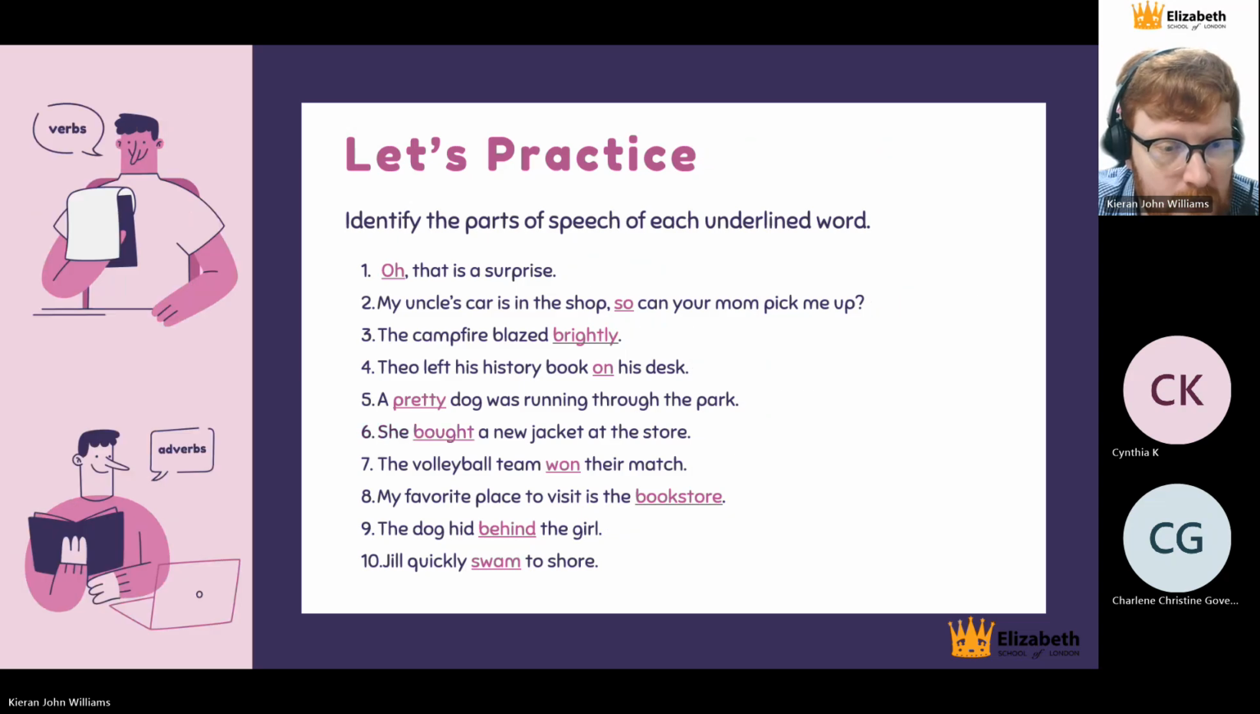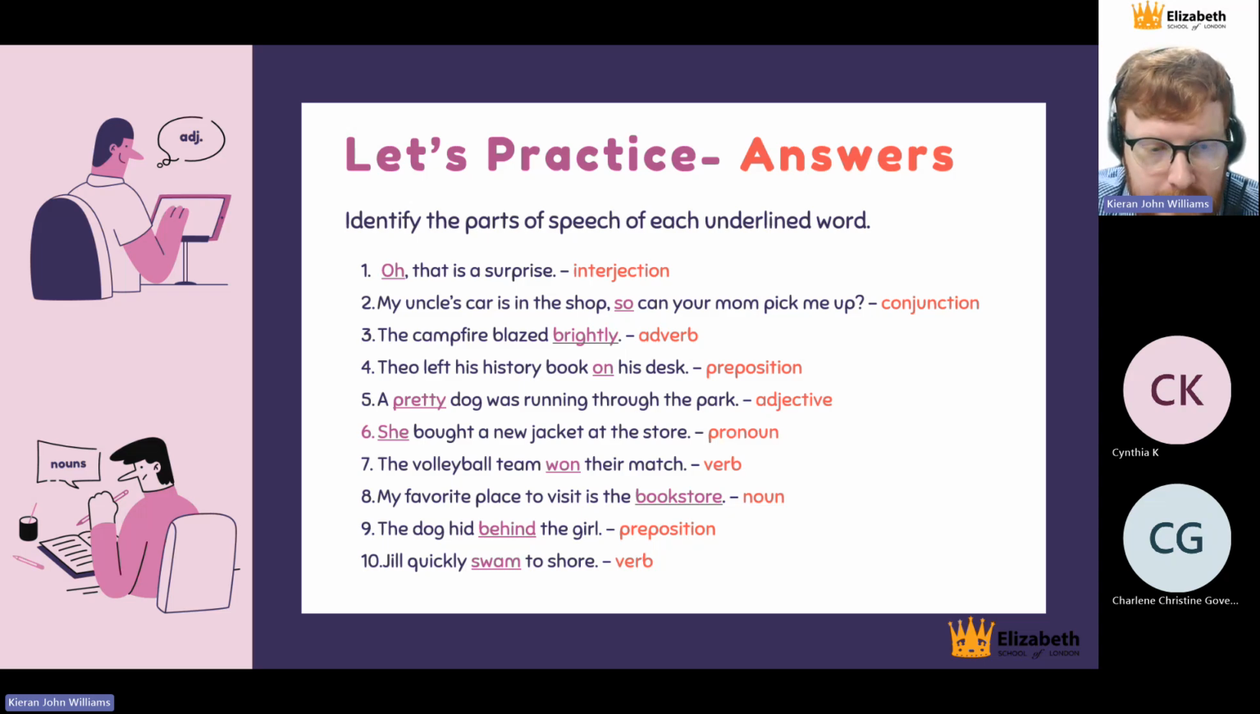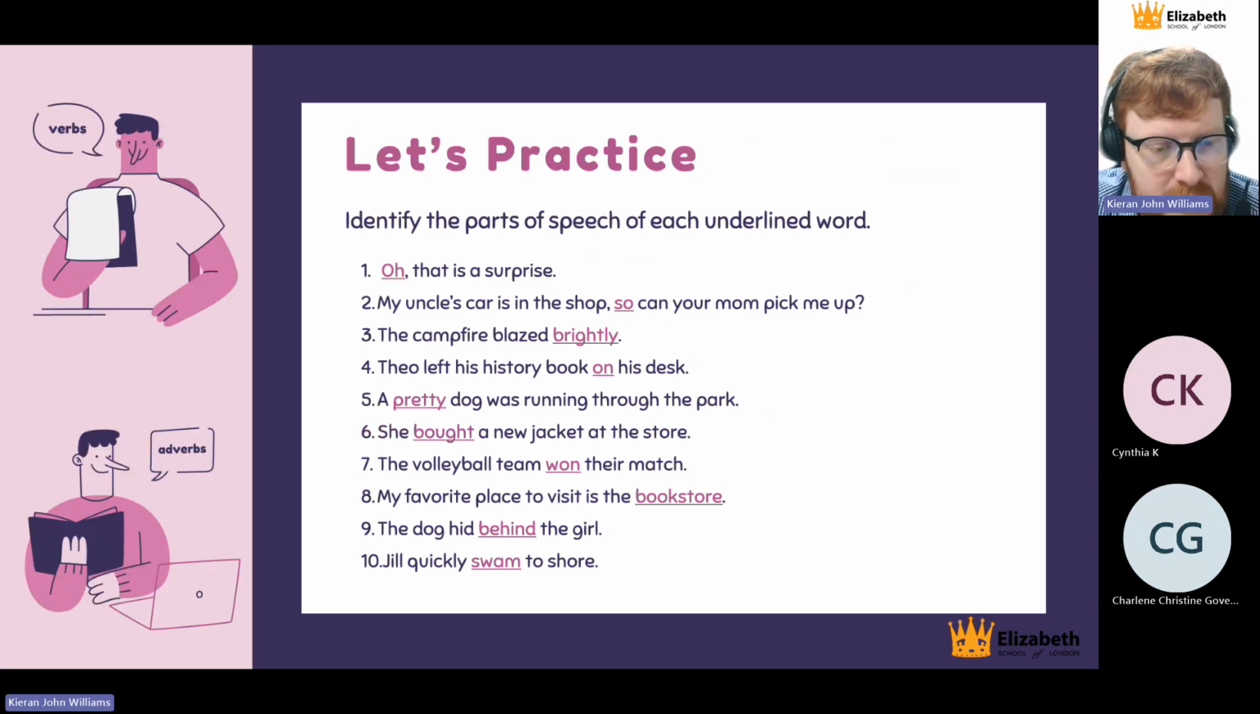Okay, number 6, she bought a new jacket at the store. So she is a pronoun. Number 7, the volleyball team won the match. Won is a verb because it tells us about the action which is happening. Number 8, my favorite place to visit is the bookstore. So bookstore is a noun because it describes a place.